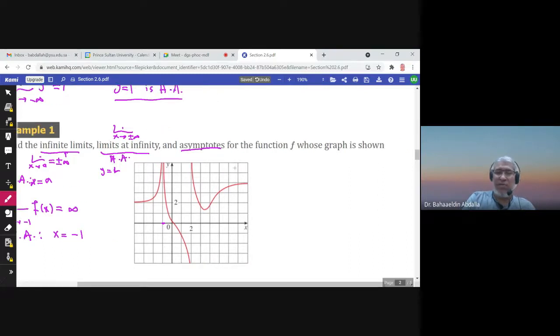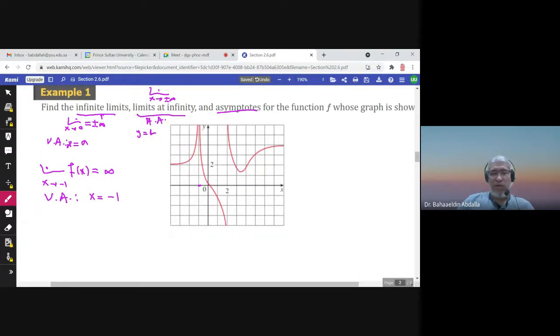So the line x equals negative 1 is a vertical asymptote, and he needs the asymptotes. All right, what else do we have? At 2. What is the limit of f of x when x approaches 2 from the right? The graph goes to infinity. This means that the line x equals 2 is a vertical asymptote.